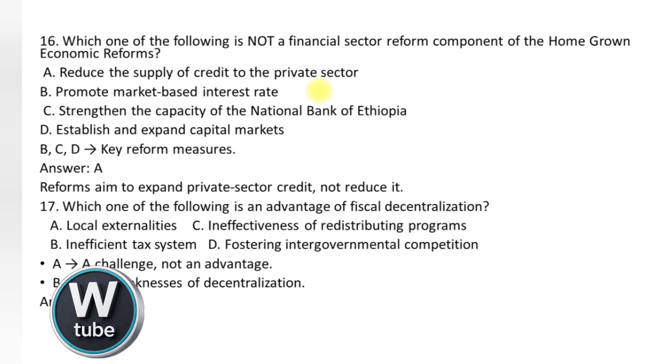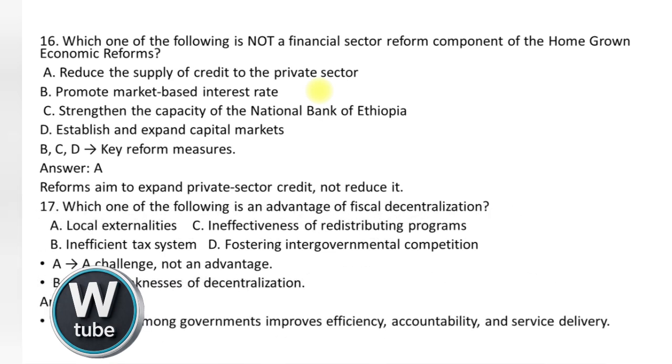Why? Because competition among governments improves efficiency, accountability, and service delivery. So, D is the correct answer for question number 17.